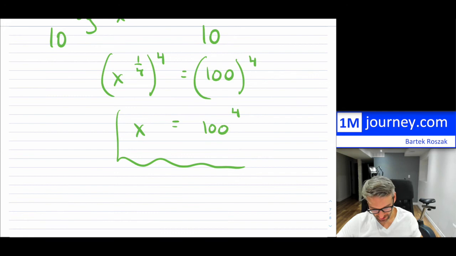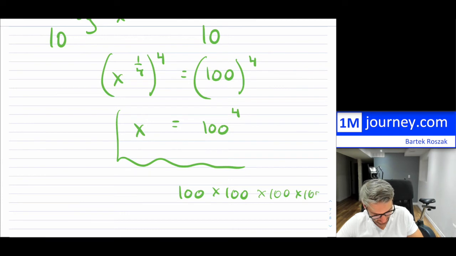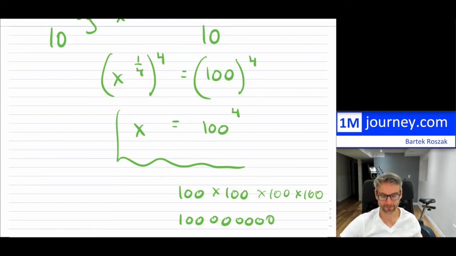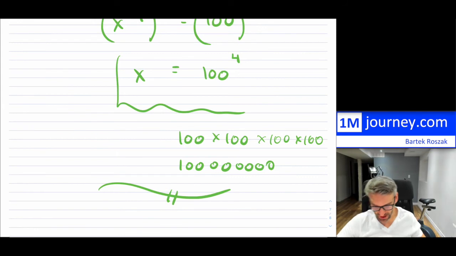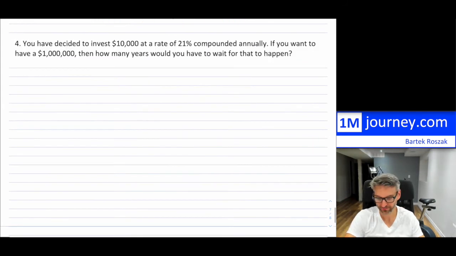I mean, that is just saying this times that times that times that, 4 times, right? So this is saying my answer is that. Monster. Okay, so that was question 3.